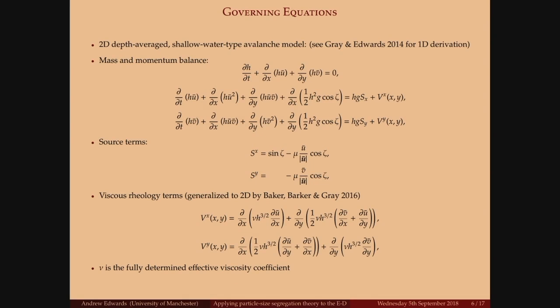To model these flows, we use a depth-averaged shallow water type avalanche model. So we have averaged the velocities through the thickness of the flow, which reduces the problem to two spatial dimensions. So we have mass and momentum conservation equations, and our source terms consist of a balance between gravity, which is opposed by the basal friction. And we have viscous terms which come from the depth-averaged mu(I) rheology, where the coefficient of viscosity is fully determined by the friction parameters, which I'll talk about next.